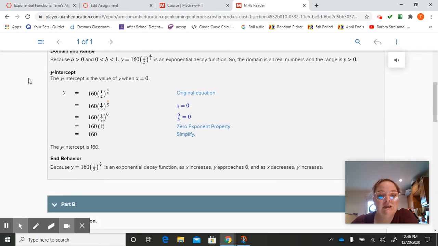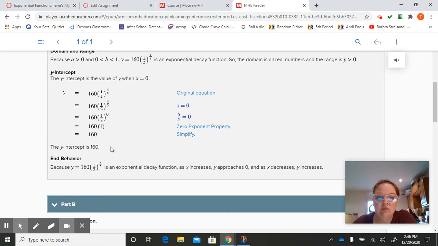So when we plug in 0 for our x, 0 divided by 5 is 0. So again, we have something being taken to the 0 power, which is just 1. So y equals 160. So our y-intercept is 160. Again, that makes sense for the situation because that is what we are starting with.